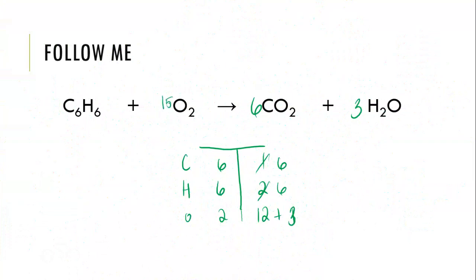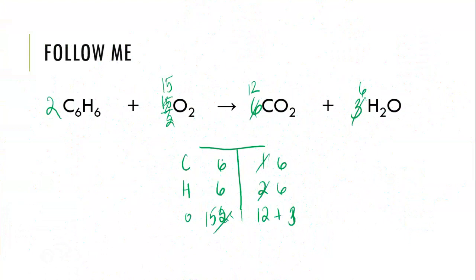Well, if I multiply this by 15 halves, that'll turn that into 15. So now I have 15 equals 15. Great. But I can't leave this as a half, so I need to multiply it all by 2. So that becomes 2, that becomes 15, 12, and 6. So 2, 15, 12, and 6.